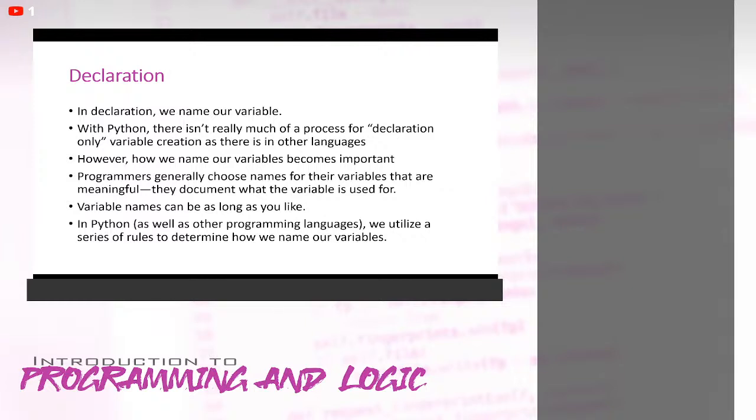And so we have some guidelines for creating variable names, and we have 2 different sets of those basically here. And then we have some strict rules for creating variable names. We have some general guidelines that are good for any programming language. Programmers generally choose names for their variables that are meaningful. They document what's going on in this container.